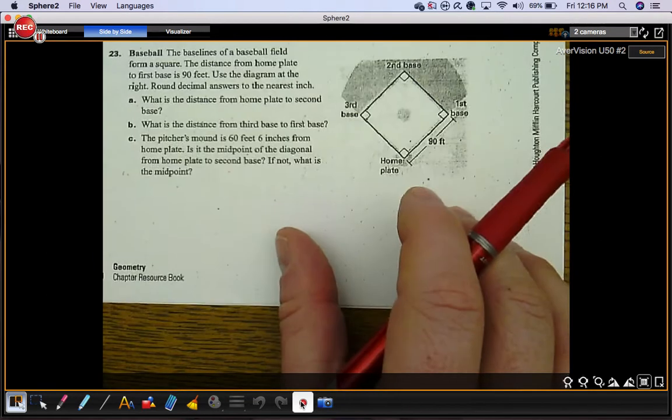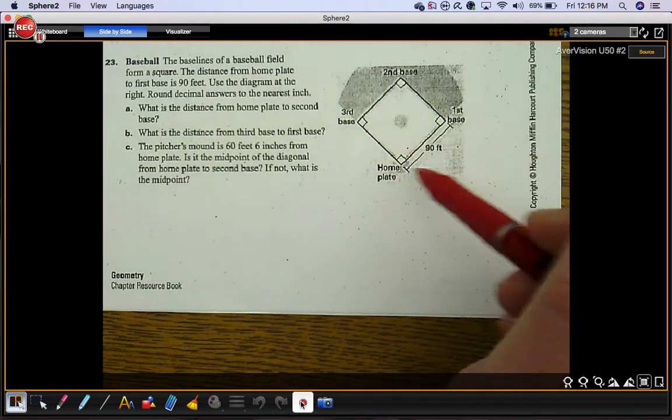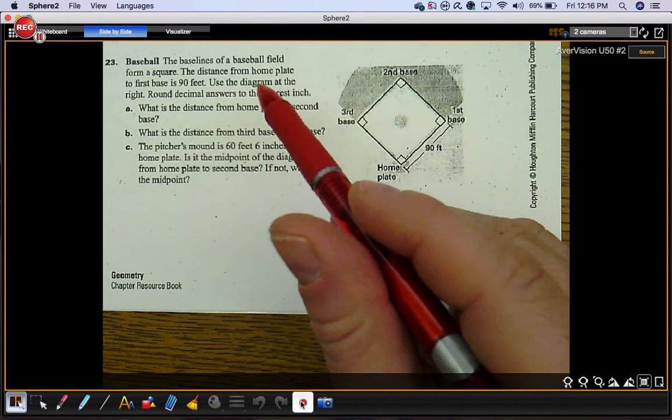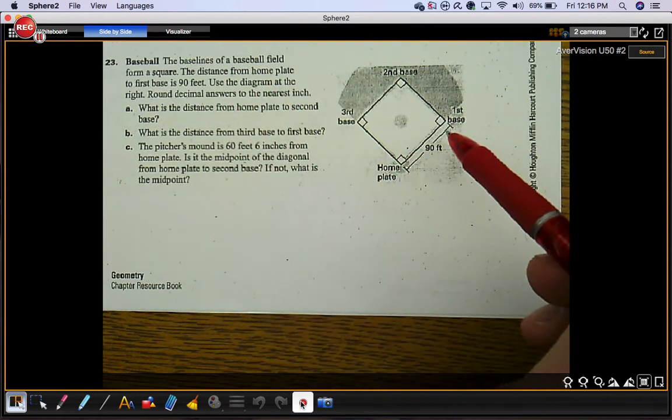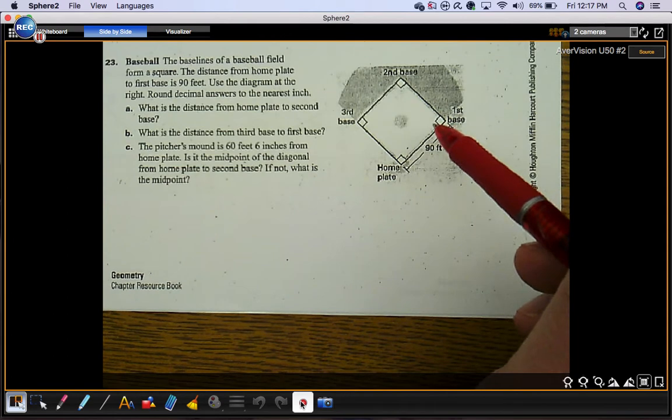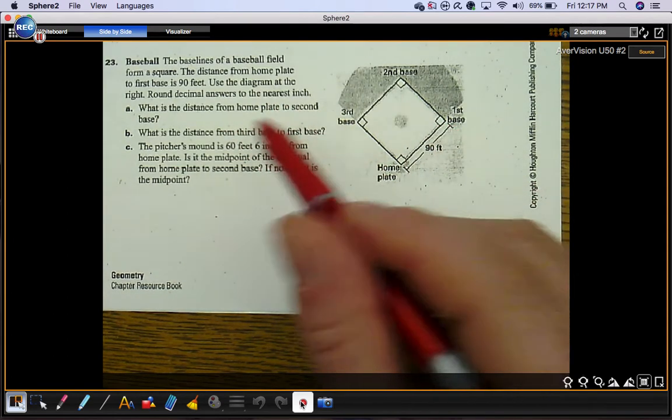Number 23 is about baseball. The baselines of a baseball field form a square. The distance from home plate to first base is 90 feet. Use the diagram at the right. Round your decimal answers to the nearest inch. Okay, so we're rounding here. It doesn't say simplest radical form. What's the distance from home plate to second base?